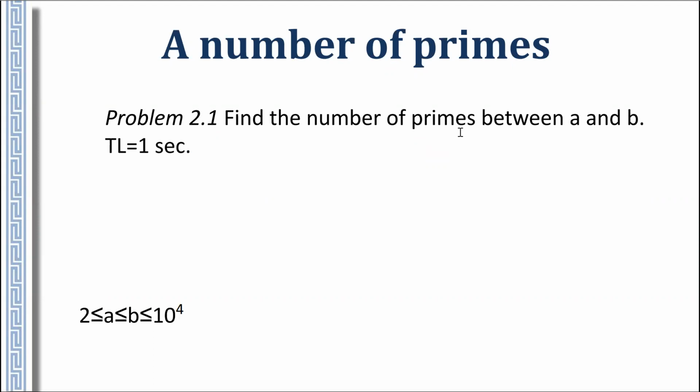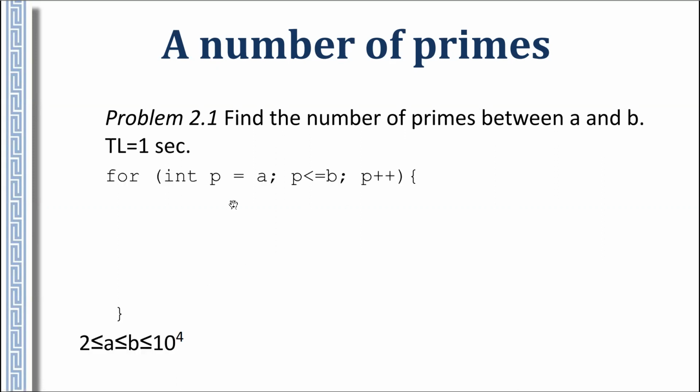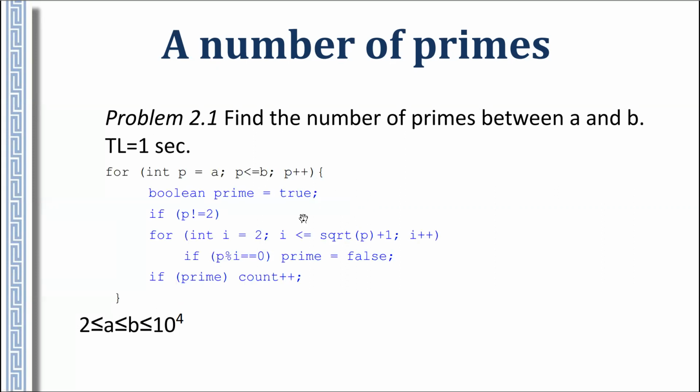And assume that we have a 1 second time limit, and for A and B, the borders are just from 2 to 10 to the 4. Okay, how can we do it? So firstly, using the idea from the previous video, we can just check all numbers from A to B. And if the number P that we are checking is prime, then we just increase the counter. But if it is not prime, then we do nothing.